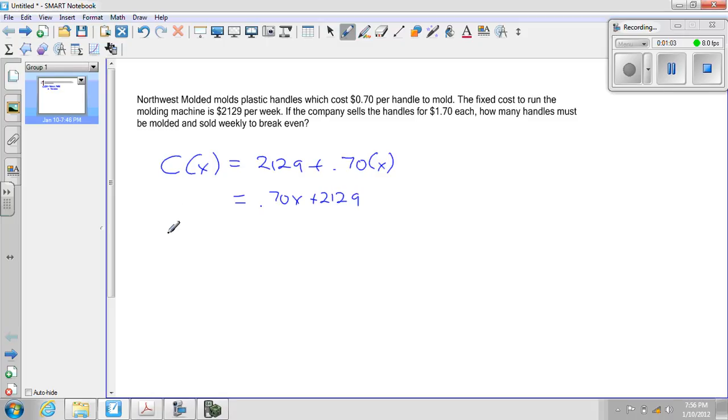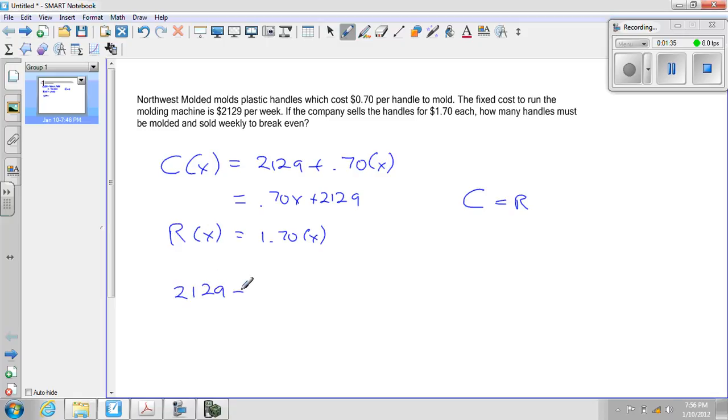Now, what we're going to make from this, our revenue of X, is for every handle that we sell, we're going to get $1.70. So our revenue is 1.70 times X, every handle. Now, if I want to break even, like I said before, I want my cost to equal my revenue. Well, if I want my cost to equal my revenue, I can just set these two equations equal to one another.